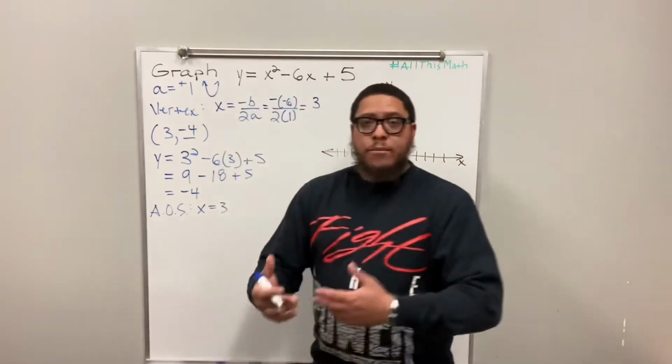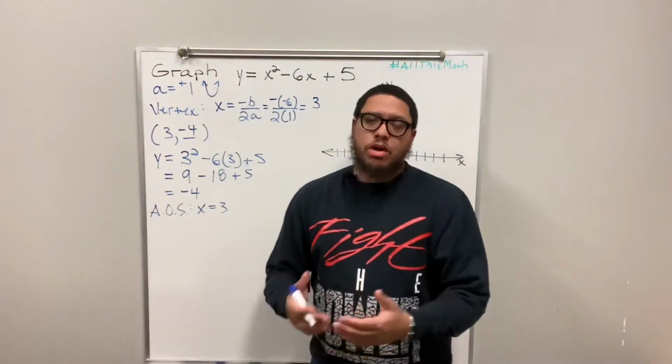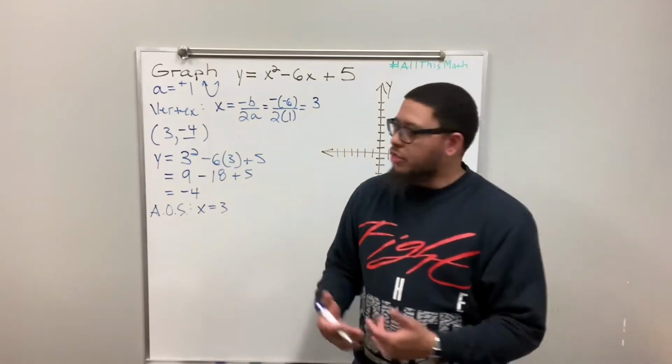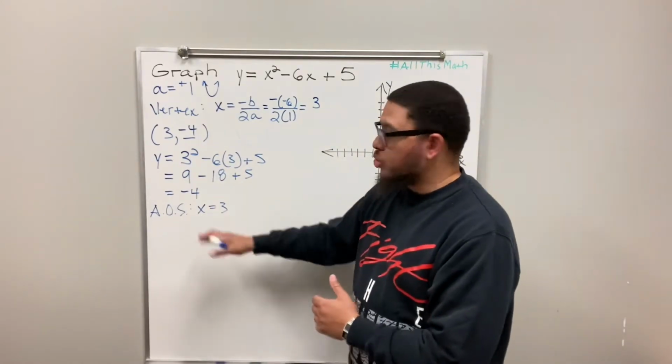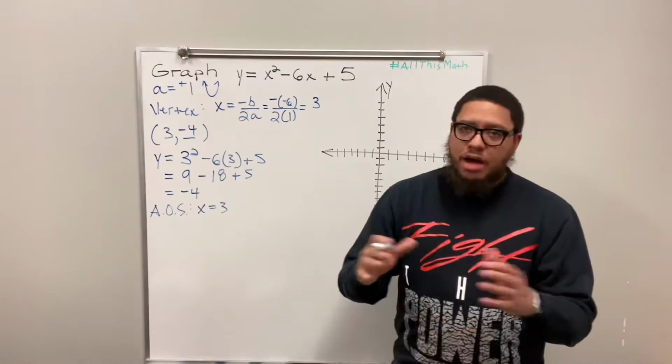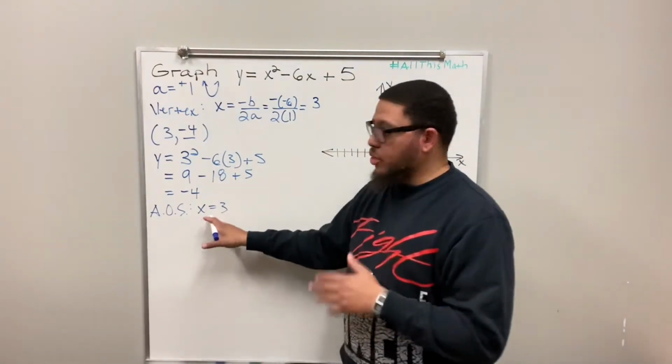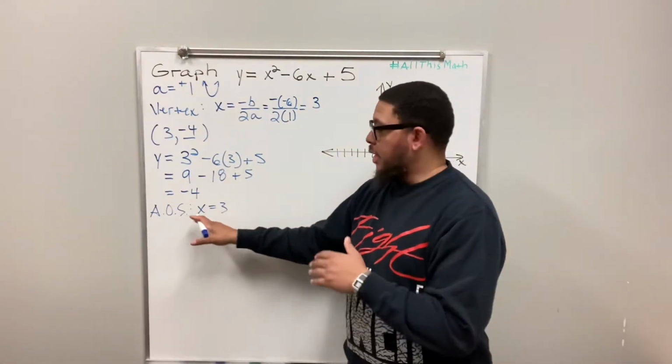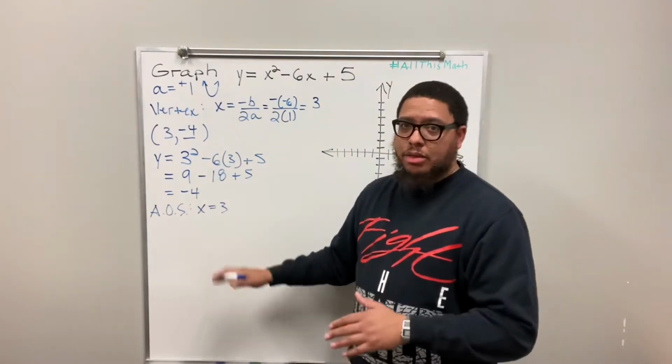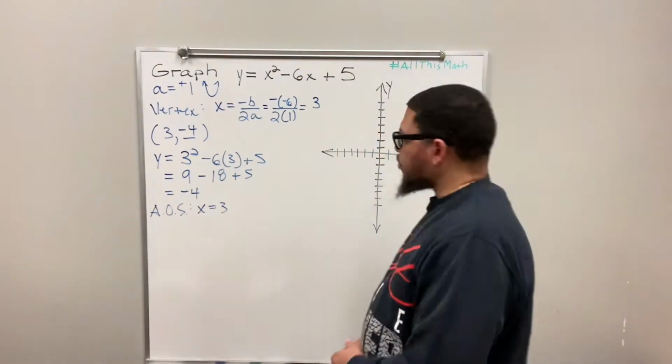Because remember, when we name a vertical line, the vertical line is x equal to a number. There's no y value. It's just x, an equal sign, and a number. That's it.